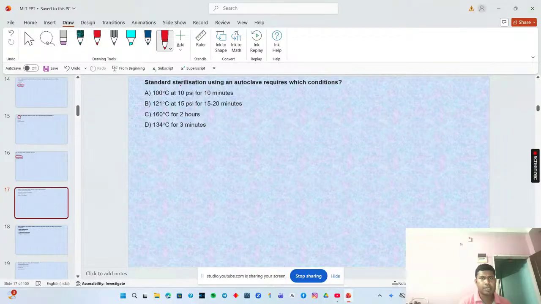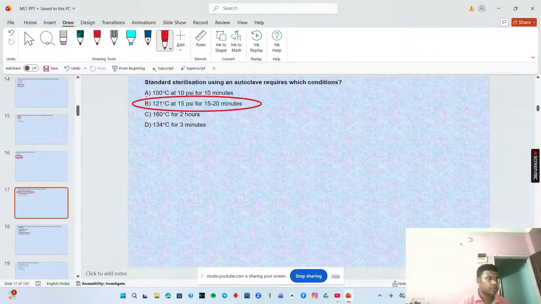Standard sterilization using an autoclave requires which condition? It will be 121 degrees centigrade at 15 psi pressure for 15 to 20 minutes. Autoclaves are used in microbiological labs, which are operated at 121 degrees centigrade at 15 psi pressure and operate for 15 to 20 minutes to fully sterilize the culture and medical lab equipment.